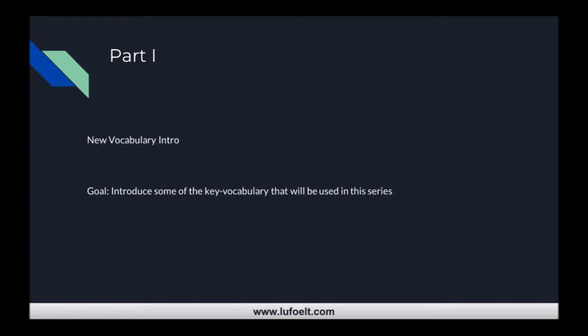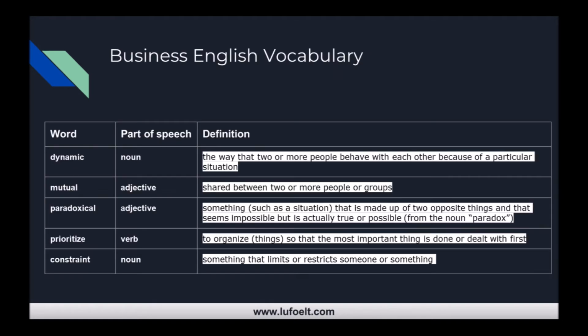As I said, the first part is for learning language. And the goal here is just to introduce some of the key vocabulary that will be used in this series. So here we have five words on the screen. I've given you the word, the part of speech, and a simple definition. There's no example sentence because we're going to be looking at some of these words being used in context right after we look at these vocabulary words.